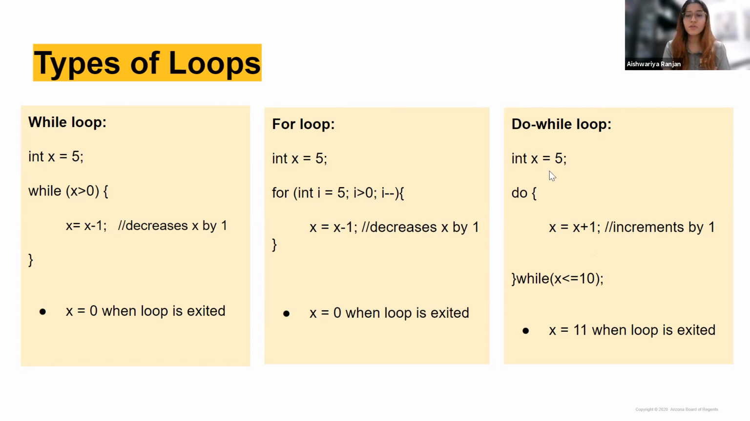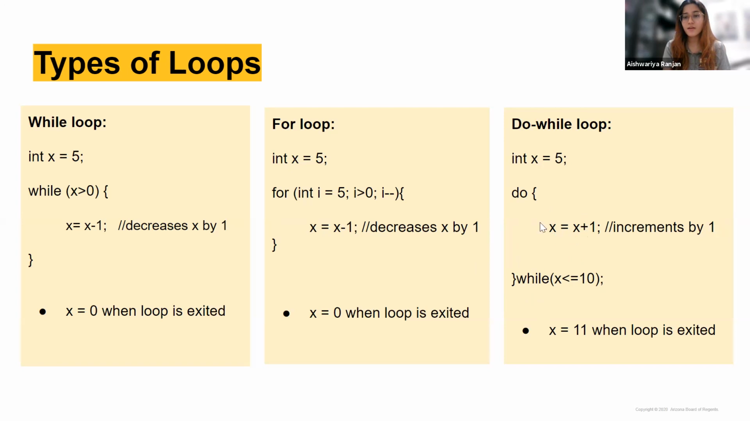So x is 5 here. We go into the loop. We increase x's value by 1. And then once we're done with the code inside the loop, we check the while condition. X is less than or equal to 10. Yes, it's satisfied. So then we go over this all again, and we would keep going there until x is 10.